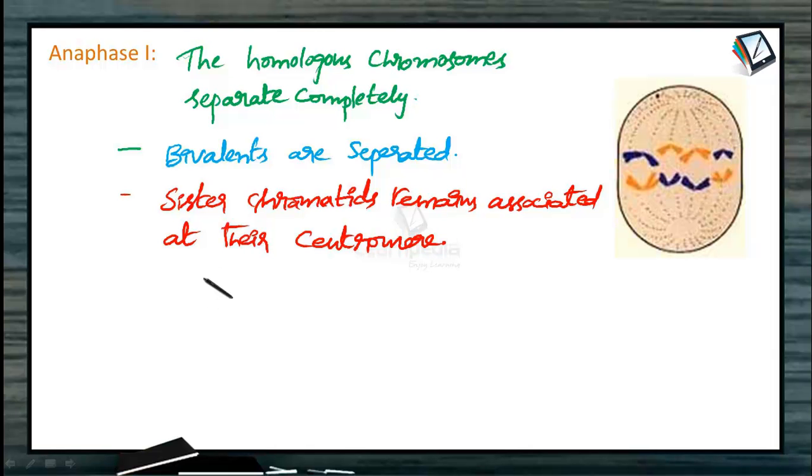The precursor stage is anaphase 1. That means the bivalent dissociates into two haploids. One haploid moves towards one pole, the other haploid moves towards the other pole. In this stage also, one chromosome contains two chromatids. Here only bivalents are separated, but chromosomes do not become doubled. That is an important point. Next, telophase 1.